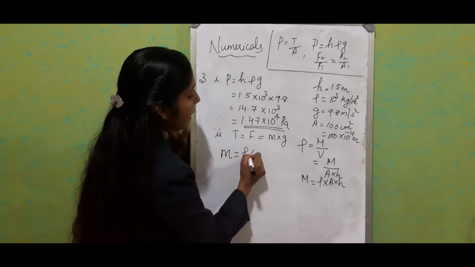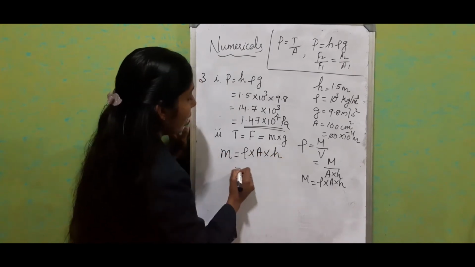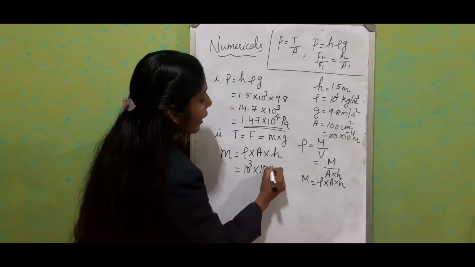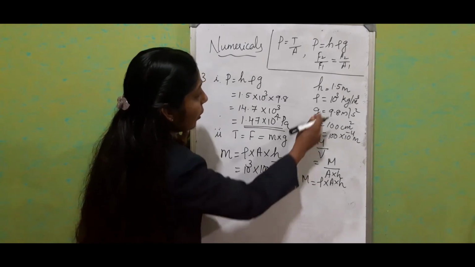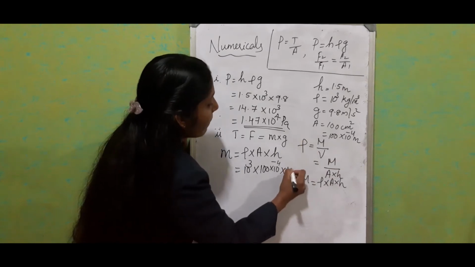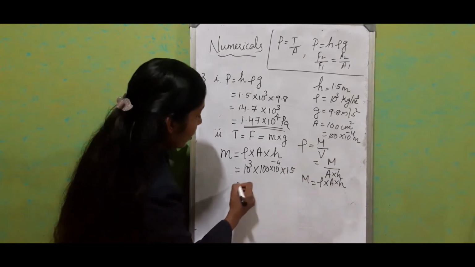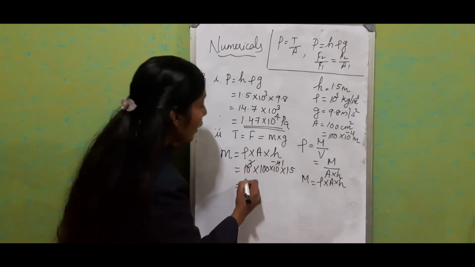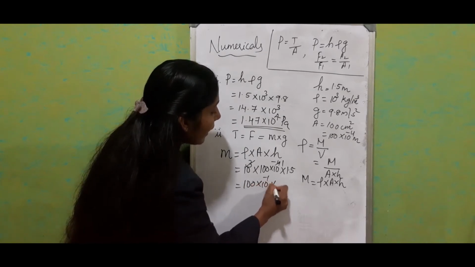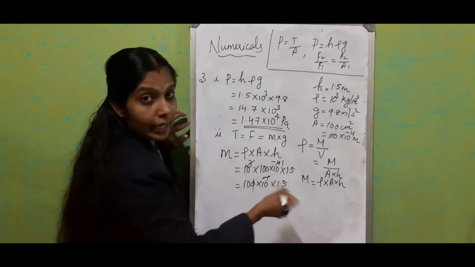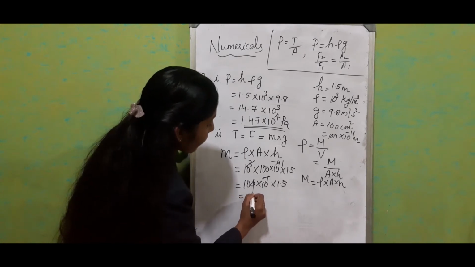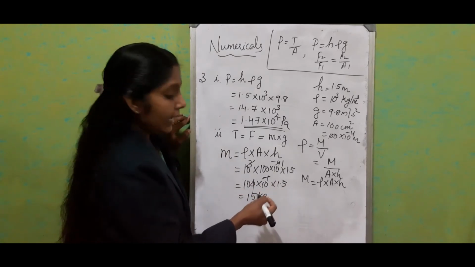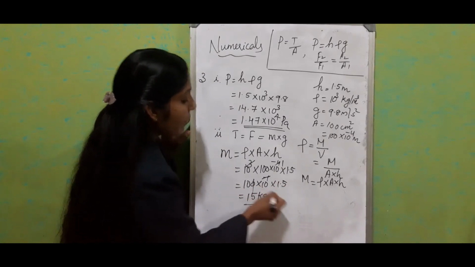Mass is equal to density into area into height. So, what is our density? 10 to the power 3 into area 100 into 10 to the power minus 4 into height 1.5. So when we solve, the 3 and minus 4 combine, balance minus 1 will be there. So 100 into 10 to the power minus 1 into 1.5. This minus 1 and the zeros can be cancelled. So finally we will get 15 kilogram. 10 into 1.5 is 15 kilogram. So we found the mass as 15 kilogram.